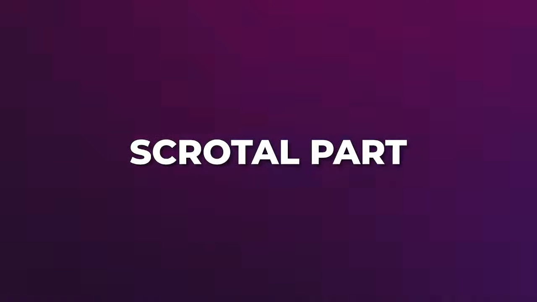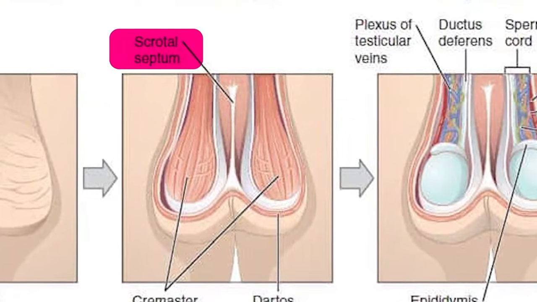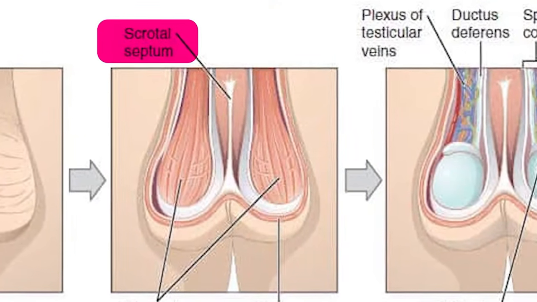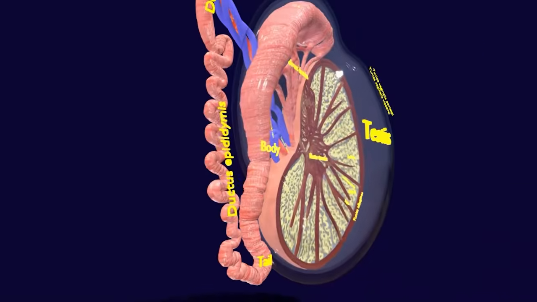Scrotal part. The scrotal part of the ductus deferens is located within the scrotum, a sac that holds the testes. This section begins at the tail of the epididymis, where sperm is stored and matured.